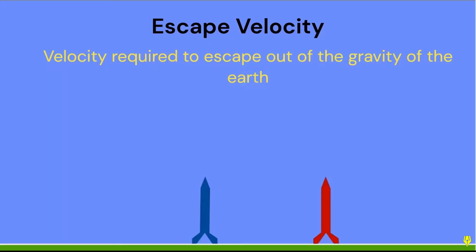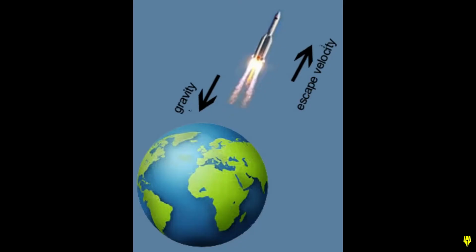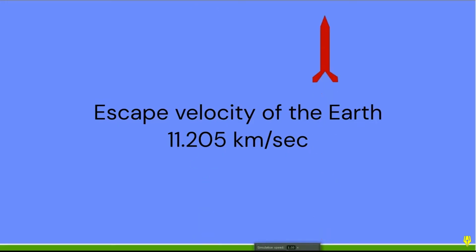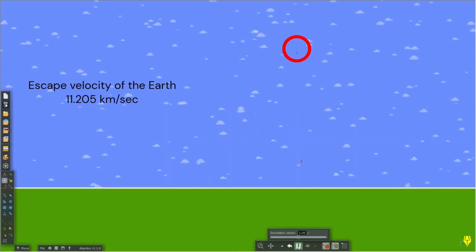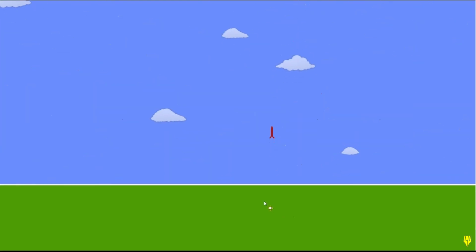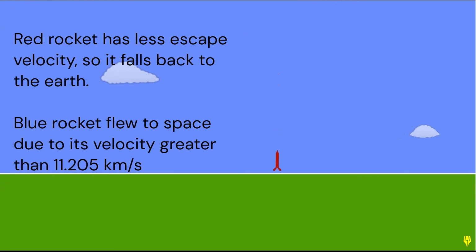Escape velocity is the velocity required by an object to escape out of the Earth's gravity. The gravity of the Earth pulls all things towards its center and does not allow them to move away from it. When the velocity of an object increases beyond a certain limit, it can escape from the Earth's pulling force. This limit is the escape velocity. To get away from the Earth's gravity, an object needs to have a minimum velocity of 11.205 kilometers per second.